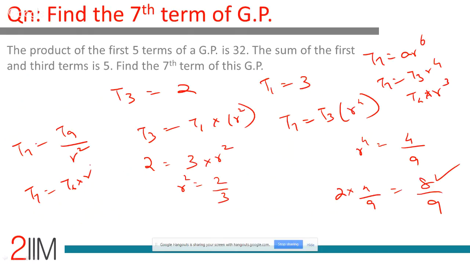This question you go bang, bang, bang, bang. Third term is 2, first term is 3, common ratio square is 2 by 3. The 7th term is r power 4, that is 2 by 3 into 2 by 3, 4 by 9, into the third term, which is 2. 2 into 4 by 9 is 8 by 9. Bang, bang, bang. Again a 1 minute question if you have the right ideas. And so work on that.